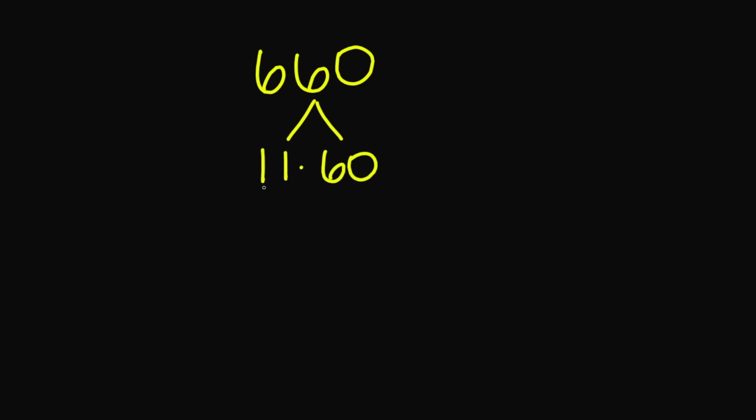Let's try 660. I can factor my 660 into 11 times 60. 11 is a prime number, so I'm going to leave that alone. I can factor my 60 into 5 times 12. And then my 12 can be factored into 3 times 4. And then my 4 can be factored into 2 times 2.